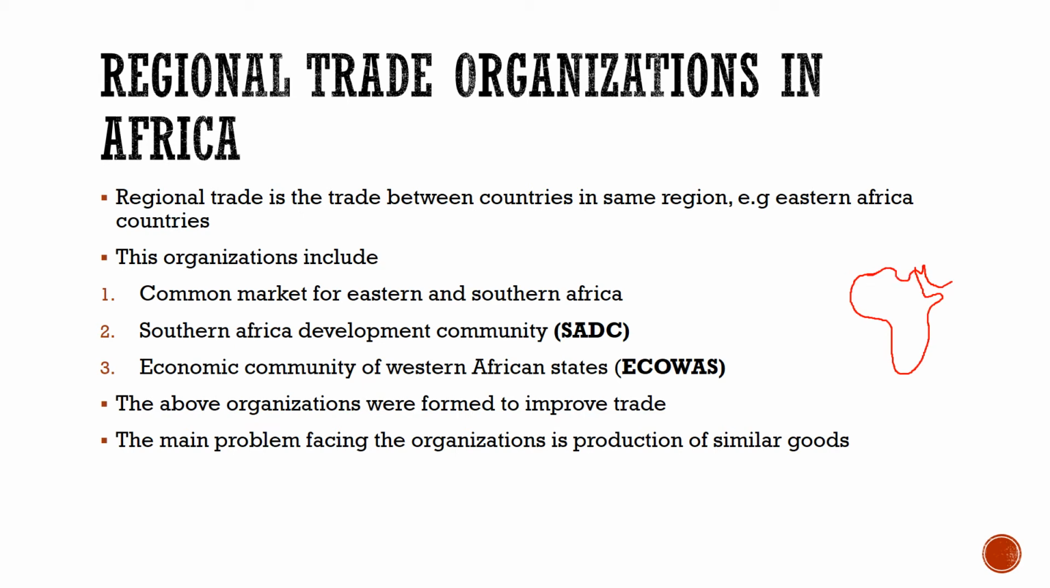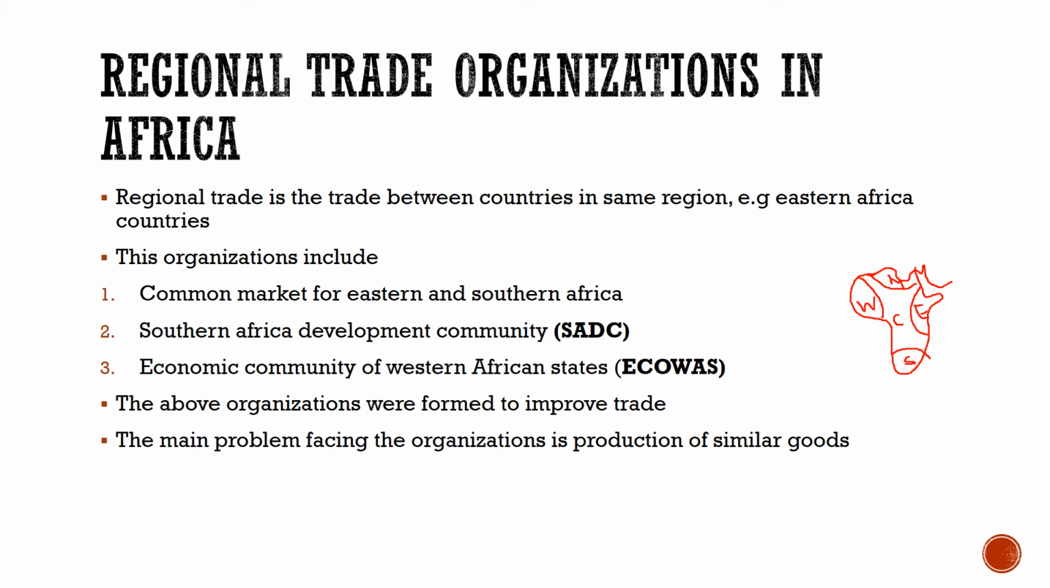So that is a map of Africa. Africa, as a continent, is divided into 5 major regions, and that is West Africa, Southern Africa, Eastern Africa, Northern Africa, and then we have Central Africa. So we have got Northern Africa, Western Africa, Southern Africa, and Eastern Africa. Those are the 5 major regions that Africa is divided into.